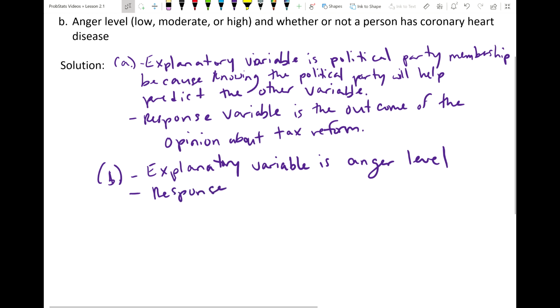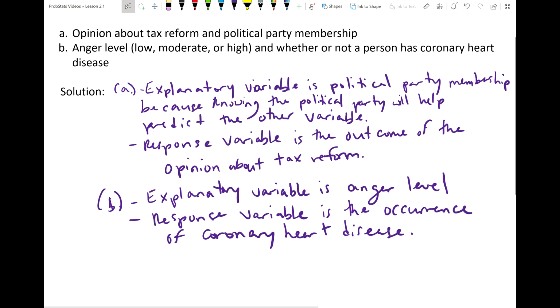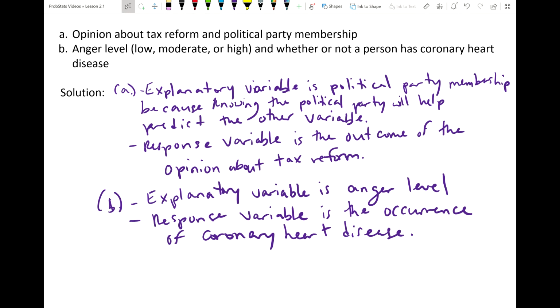And then the response variable is the outcome. So depending on the anger level, there'll be some kind of outcome of whether or not they develop it. So the response variable is the occurrence of coronary heart disease. Okay, so now we know how to determine the explanatory variable versus the response variable.